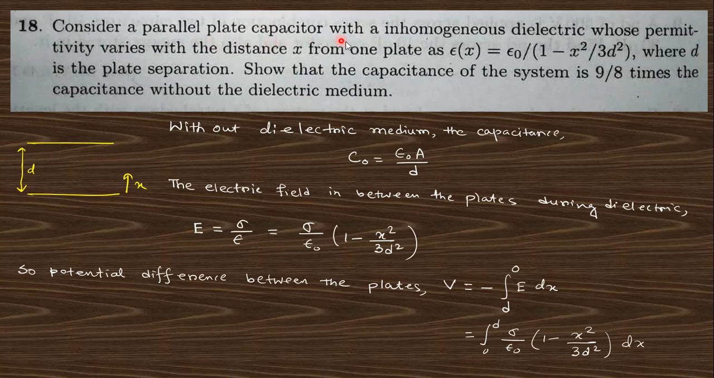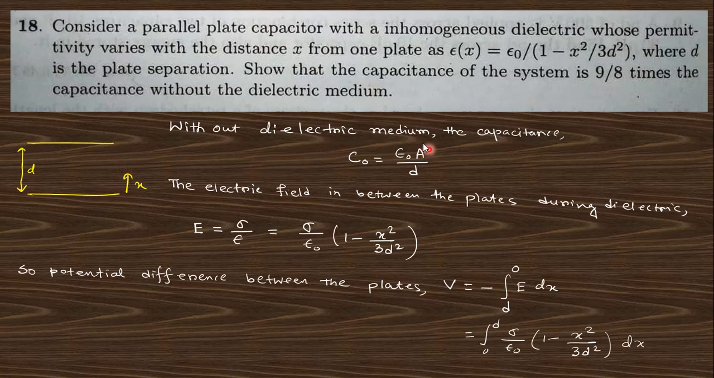Consider a parallel plate capacitor with an inhomogeneous dielectric whose permittivity varies with distance x like that. If you take a plate from here and change the distance x, the permittivity changes like that with x, where d is the separation of the plates. So the capacitance of the system is 9 by 8 times the capacitance without the dielectric medium. So we find the capacitance without the dielectric medium, then with the dielectric medium it is 9 by 8 times that.